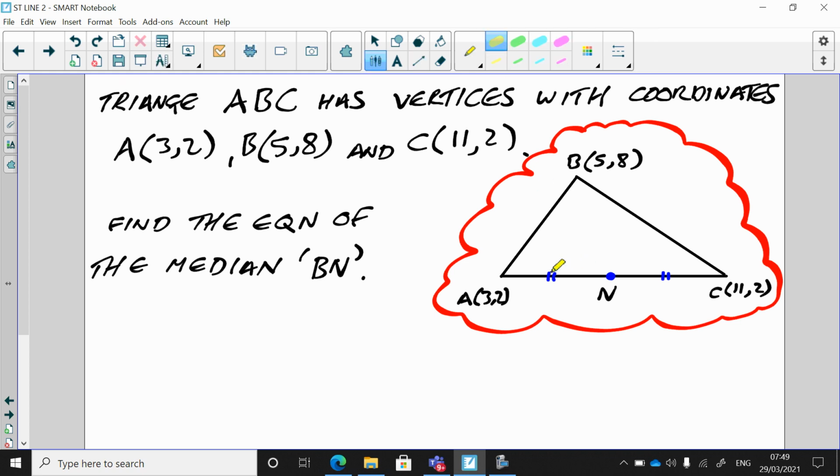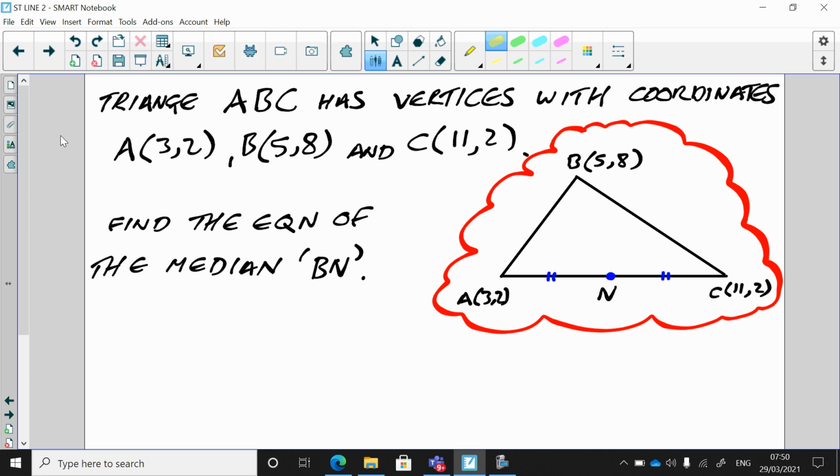This symbolism here and here, this is telling you that the length going from A to N and from N to C, they are identical in length because N is a midpoint of AC. That's what those little lines mean. Sometimes maybe you just use one. Okay, right. So we've now placed N, and we want an equation of the median BN.